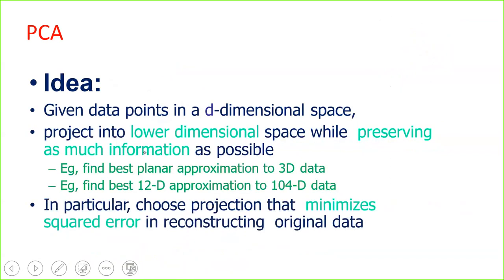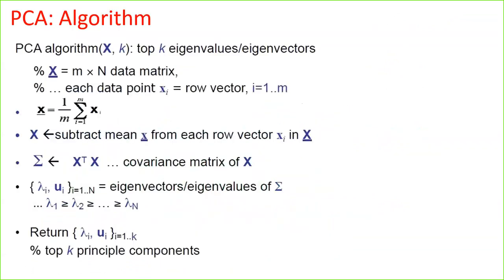Okay, so the idea is very simple. Given the data points in the d-dimensional space, project the data onto a lower dimensional space while preserving as much information as possible. In particular, choose the projection that minimizes the squared error while reconstructing the original data. That's the idea. So we'll see the algorithm, we'll see the example, then we will wind up the session. Very simple, very easy algorithm.